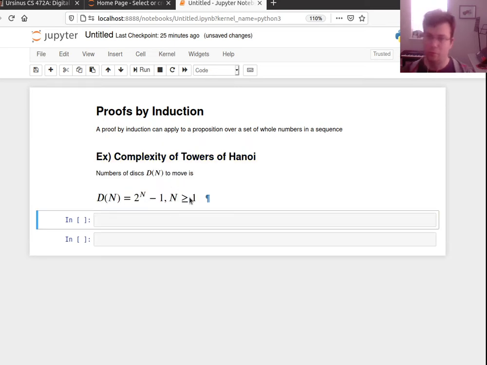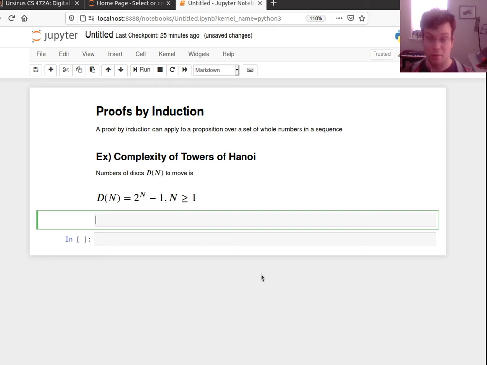Okay, so the smallest Tower of Hanoi problem I can have is the one where I'm just moving a single disk from the left peg to the right peg. And then I have the sequence of all whole numbers after that. All right.